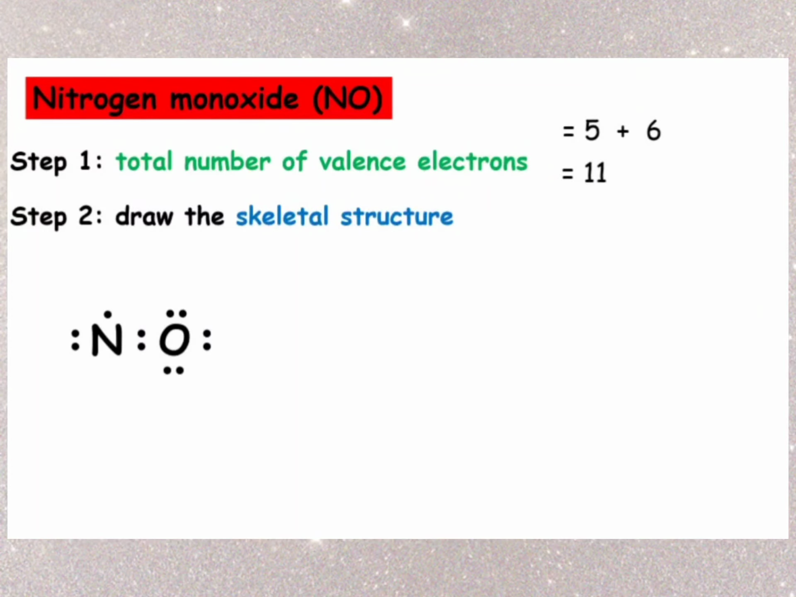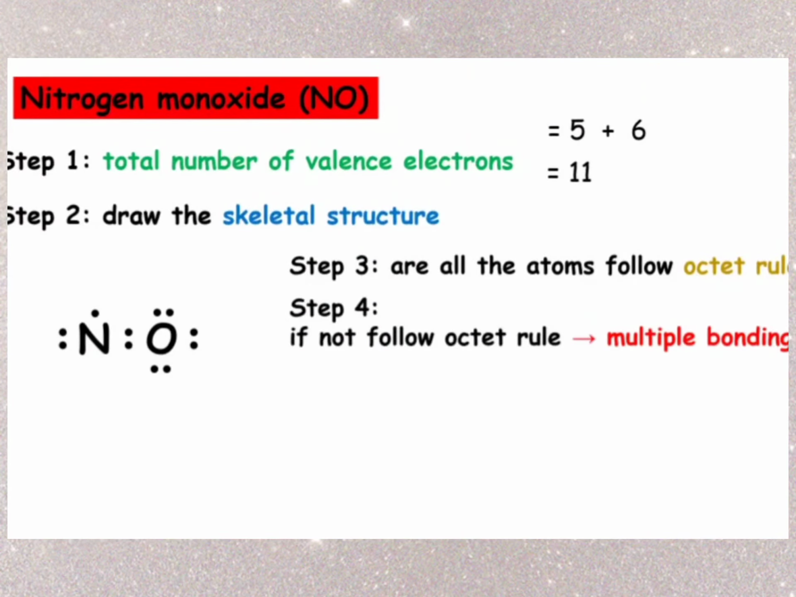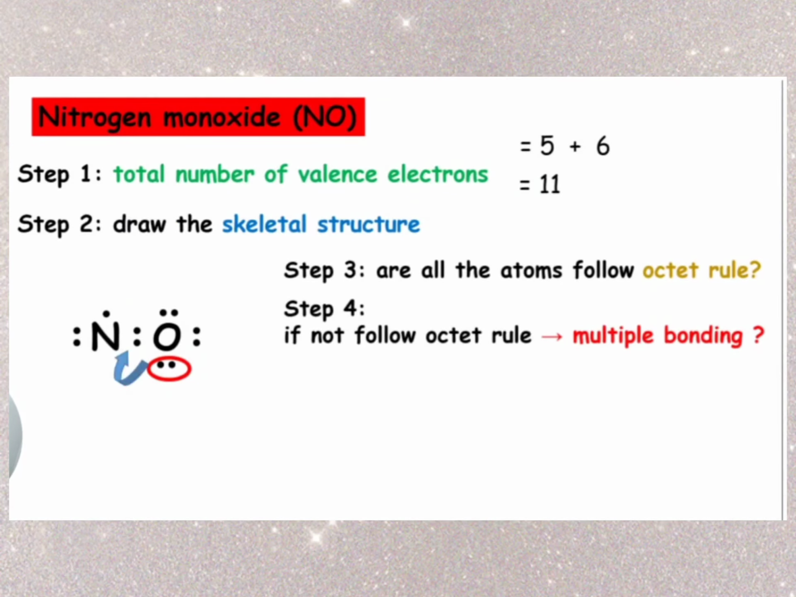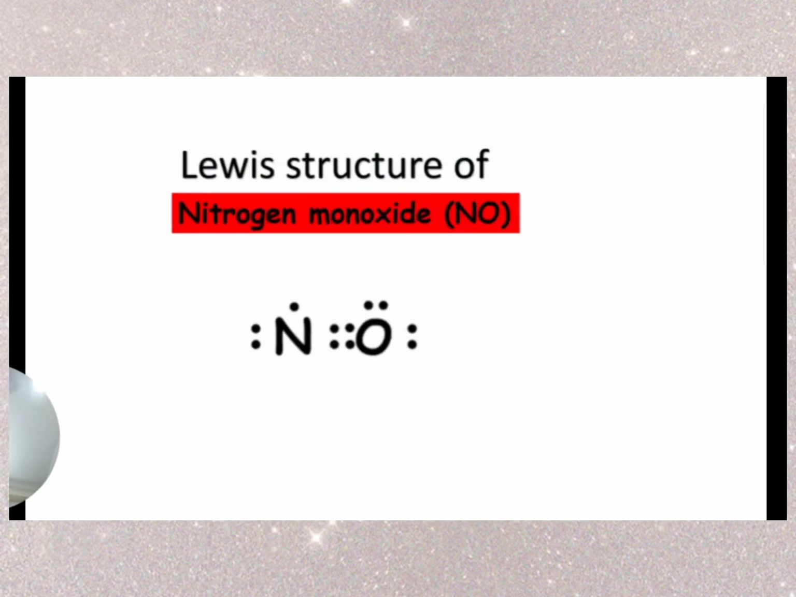As you can see from the image, the central atom has only 5 electrons, so it does not fulfill the octet rule. That's why we have to go to step 3 and step 4. Now, in order to fulfill the octet of the nitrogen atom, we have to move an electron pair from the terminal atom to form a double bond. Therefore, the Lewis structure of nitrogen monoxide is like this.